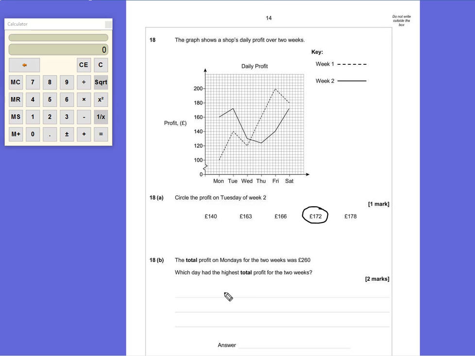Question B tells us the total profit on Mondays for the 2 weeks was £260. If you look at the graph, we have 100 here and 160. That adds to give me 260.